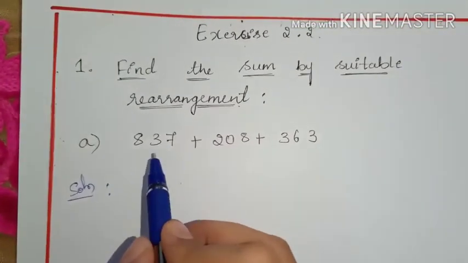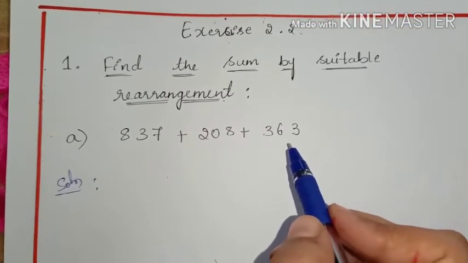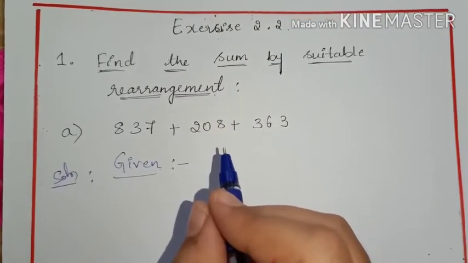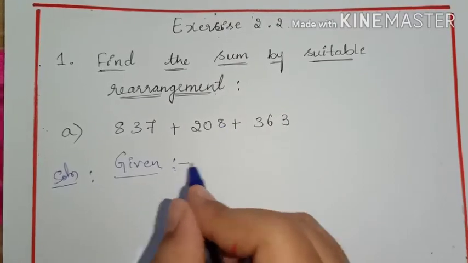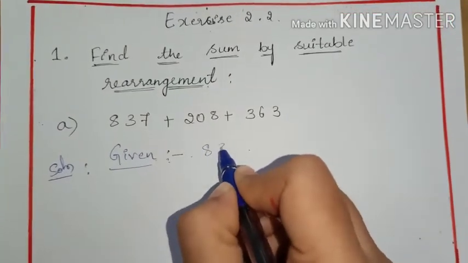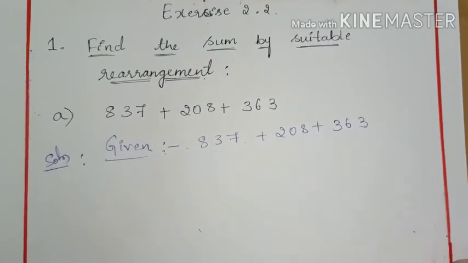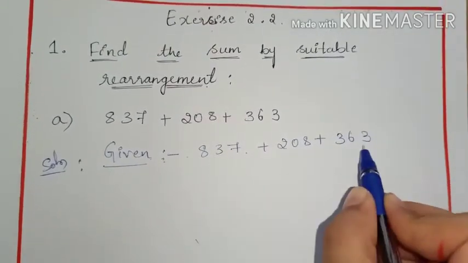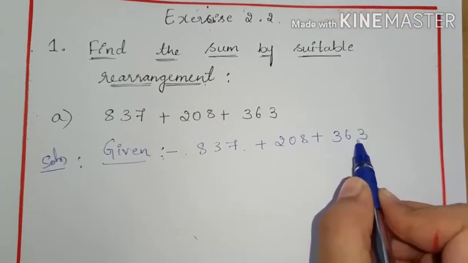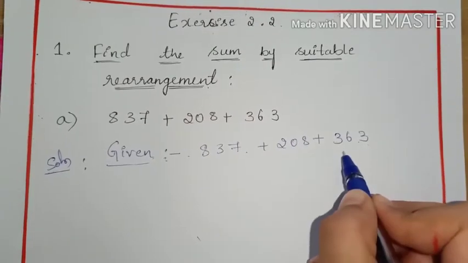The first question here is 837 plus 208 plus 363. So write down the given. For all the questions you have to write down the given first. Whatever the question is, write down the same as it is. So given 837 plus 208 plus 363. Just observe these numbers and try to find out what rearrangements can be done to make it simpler.